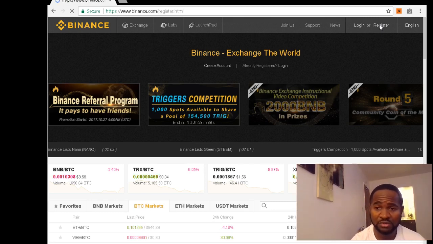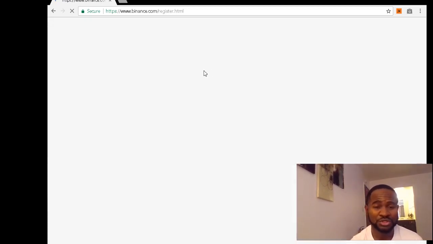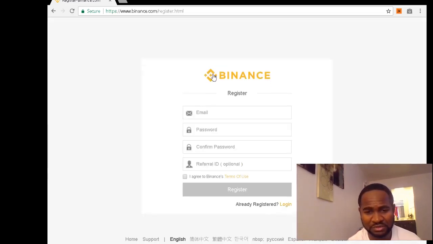You click register, and it brings a form for you to fill, and you fill in all your details. Put in your email, put in a password, confirm your password. I would advise that you use a strong password, and that's it. For your referral ID, you could put my referral ID if you want. It's not compulsory, it's optional, and I'm not all about making money from people here. I'm all about sharing my idea and putting everyone in a position to make money from it. You click I agree and then you click register.